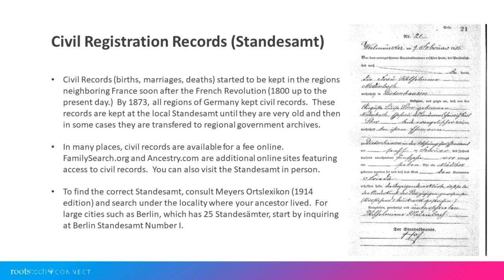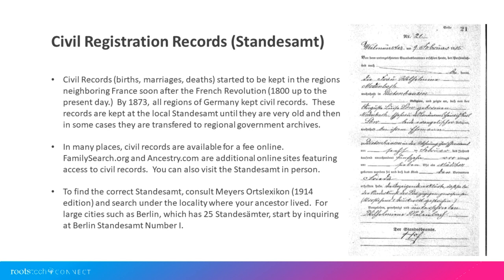To find the correct Standesamt, consult Meyer's Ortslexikon or Gazetteer, the 1914 edition, and search under the locality where your ancestor lived. It's very specific. It gets down to the nitty-gritty, and it will show even large farms and mills and wherever there was a settlement of more than just a few people.